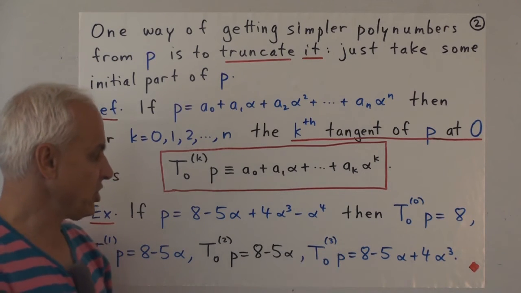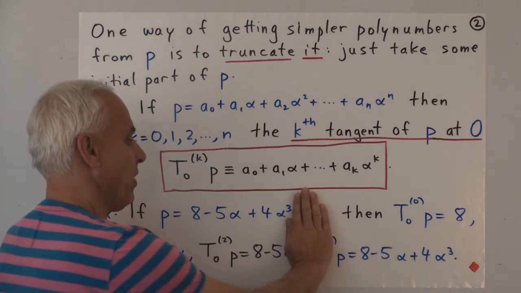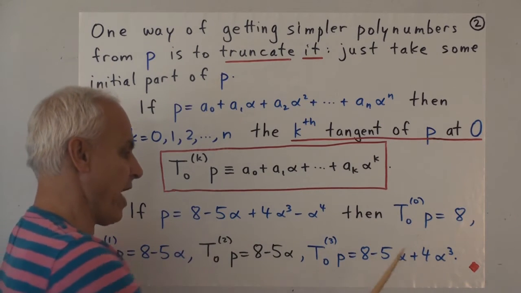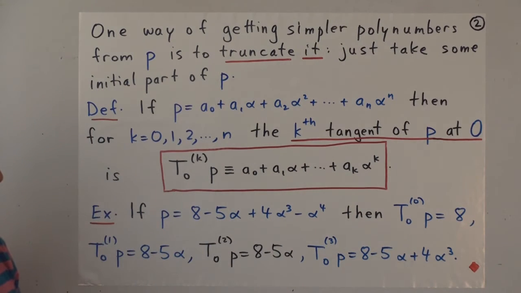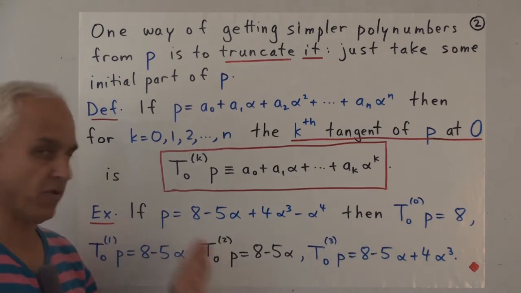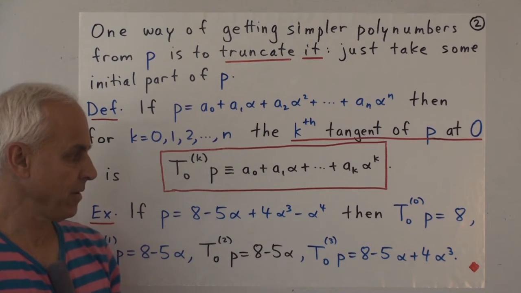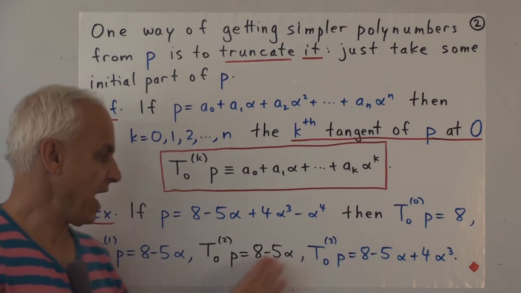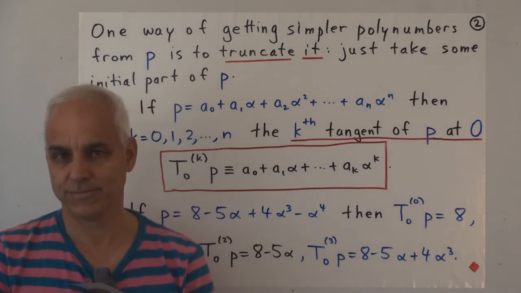And the third tangent is what we get when we go all the way up to degree 3. It's 8 minus 5 alpha plus 4 alpha cubed. And I didn't write down the fourth tangent. The fourth tangent would be all of P. So the polynomial P has these different tangents at 0.